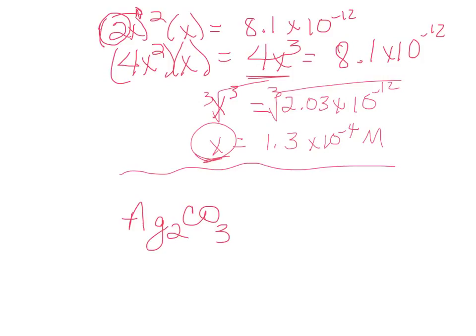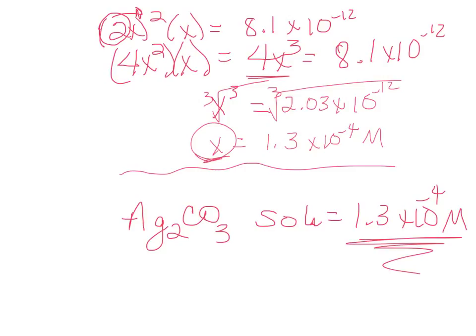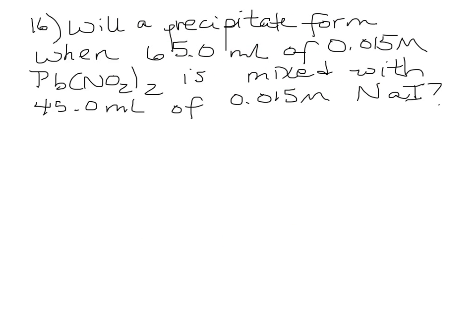Okay, so the solubility of silver carbonate is 1.3 times 10 to the minus 4 molar. That's how much of it dissolves in water. And that is, in fact, the final answer. This is the third and last problem I'm going to work out for Ksp, unless you have a specific one you have a question about.